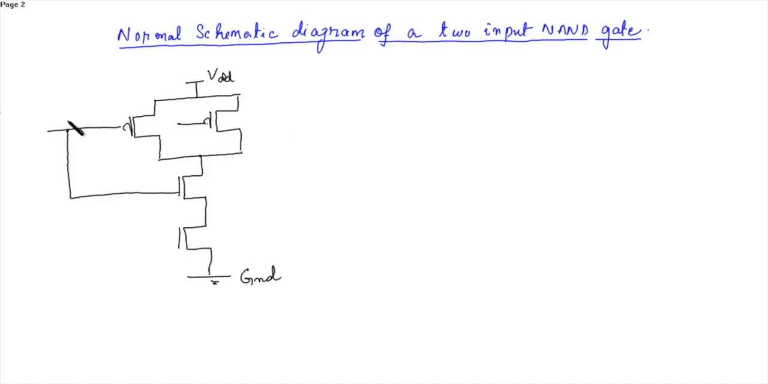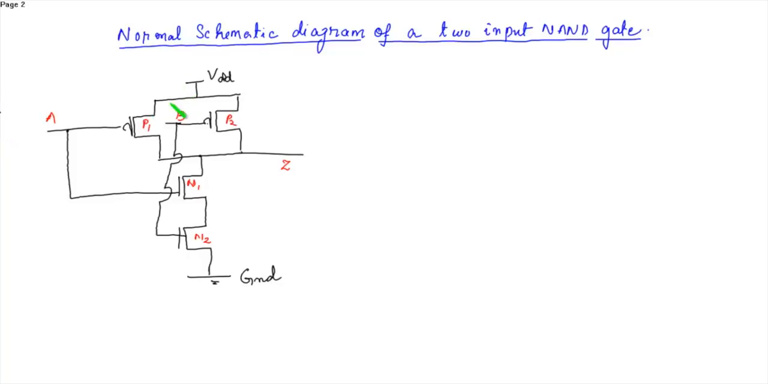So this is input A and this is input B. This is input A. This is input B. And the output is obtained from here. Output is Z. This is our PMOS 1, this is PMOS 2, this is the NMOS 1, this is the NMOS 2.